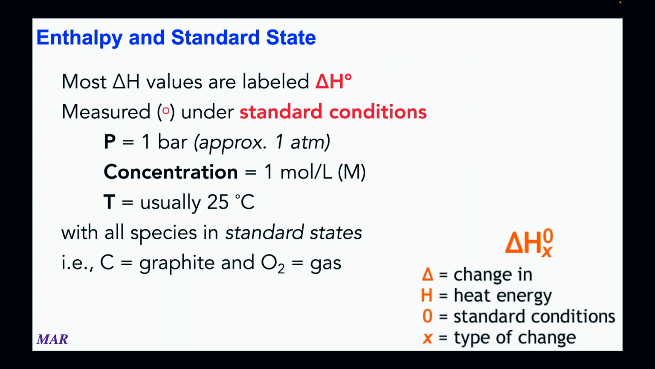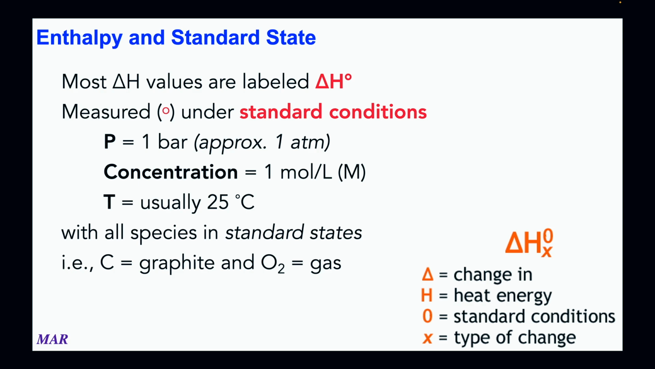Most enthalpy values, most delta H's, have a little 0 next to them, or a degree symbol is a better way to think about it. And that degree symbol is standard conditions. Standard conditions means that you're at a pressure of about an atmosphere. It's equal to a bar, and a bar and an atmosphere are almost the same thing. If you have a solution, it's 1 mole per liter. If the temperature is there, it's going to be 25 degrees Celsius most of the time. And usually the species that you're reacting with are in their standard states.